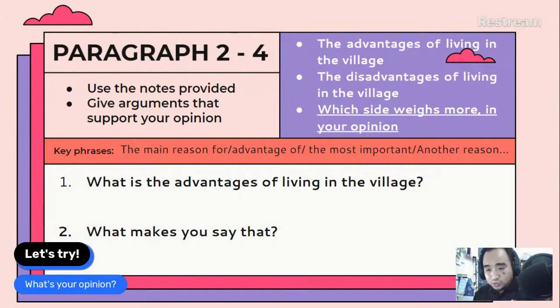Okay. I'm also showing you the importance of planning your essay, because if we plan, it's going to make it easy to write the paragraph. I'll prove to you after this. So what is the advantages of living in the village and what makes you say that?